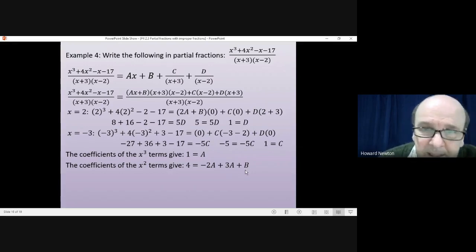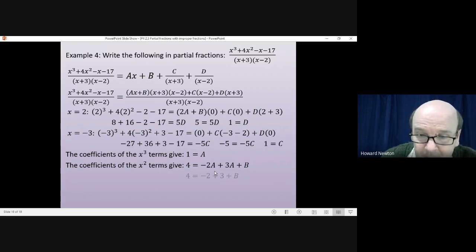Now I appreciate that's a little bit tricky. If you're happy with that, then that is the quickest way to do it. If that feels very confusing to you, then you need to multiply these three brackets out, collect all the terms together, look at the coefficient of the x squared term.